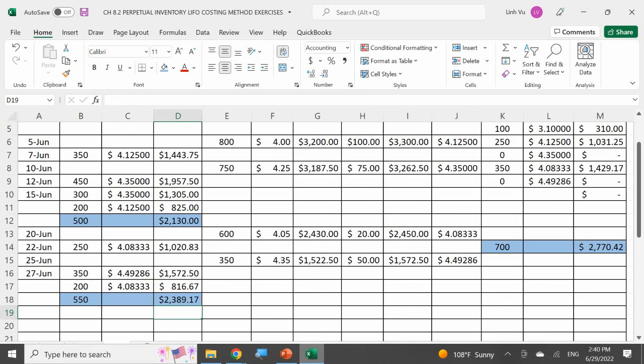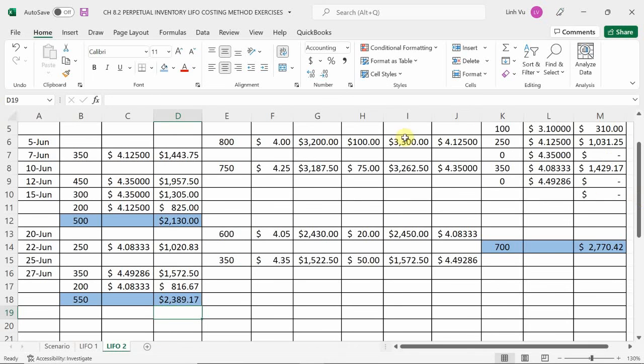So 200 at 4.08333 is 816.67. Okay, so that should give you 50 cents remaining here. Okay, so 350 minus 200 will give you 150 units left at 612.50. So in this case, I should have an ending balance of 500 units at a grand total of 1953.75, right?